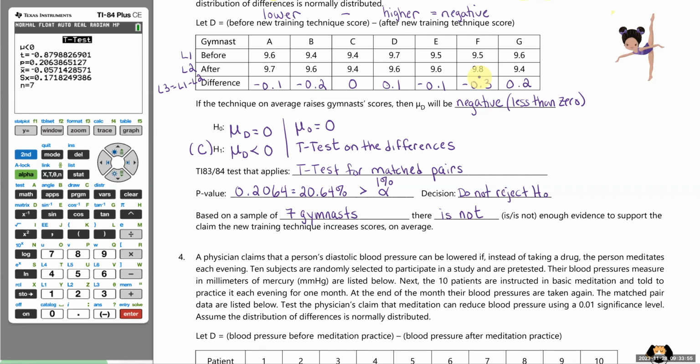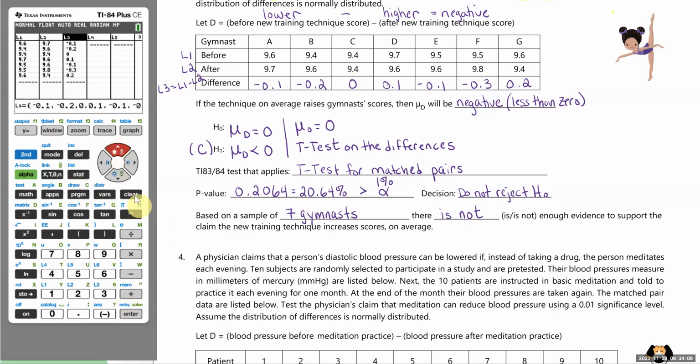All right, so in the next one, I'm going to go ahead and put the differences in L1. So just to show you, you have some options here. So I'm just going to go back to my lists, and I'm just going to clear out my list so I have a better screen going for you. And then we'll take a look at number 4.